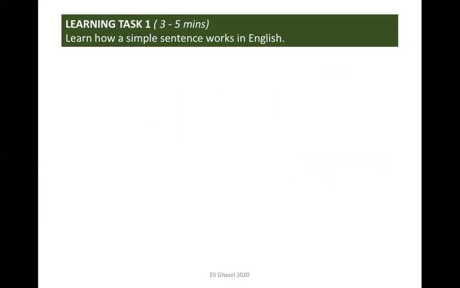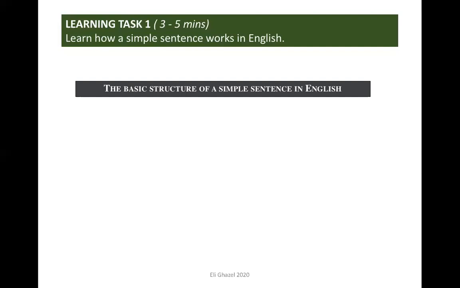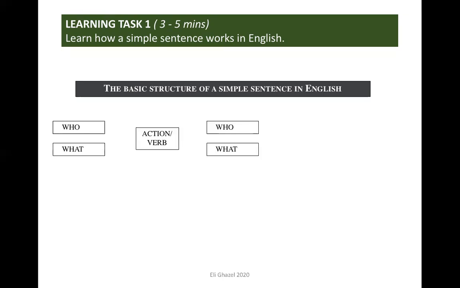The first step in learning is, how does a simple sentence work in English? Let's learn that. The basic structure of a simple sentence in English is made up of 6 parts. The first part is always the who or the what. The next part is always the action or the verb. The third part is the who or the what. The fourth, fifth, and sixth are the how, the where, and the when. Not all sentences have all 6 parts, but all sentences must have an action.